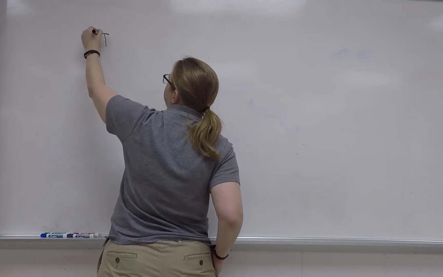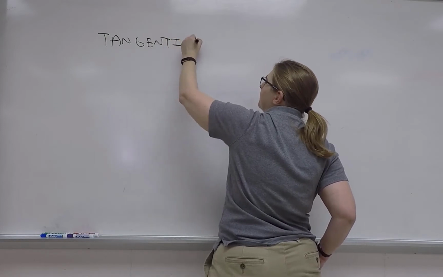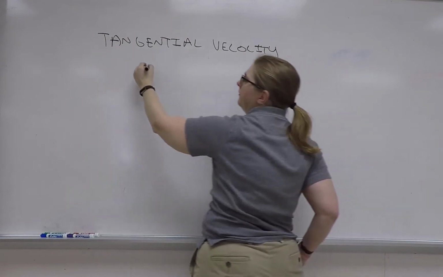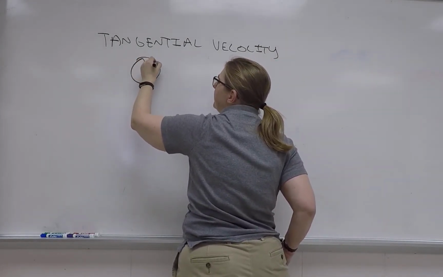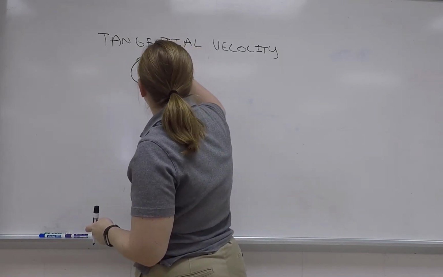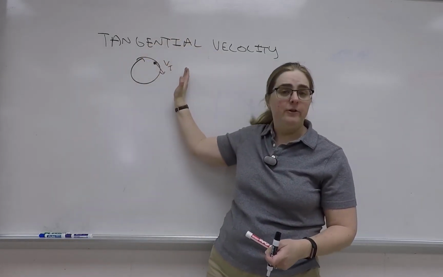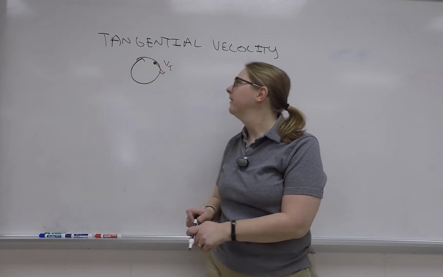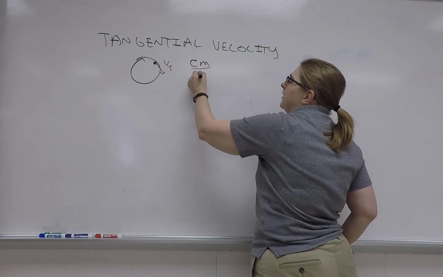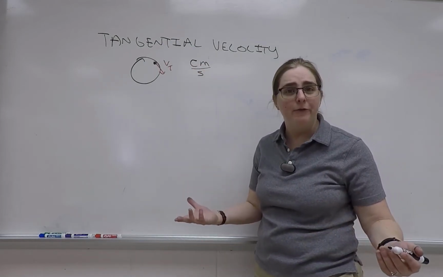So first up, tangential velocity. Where this term comes from is if I draw the disk, and I draw a point on that disk, that tangential velocity is going to be a vector that's at a tangent to the path of that dot. Tangential velocity is going to be measured in centimeters per second. And so it's essentially how fast, in the way that we usually talk about the speed of an object.